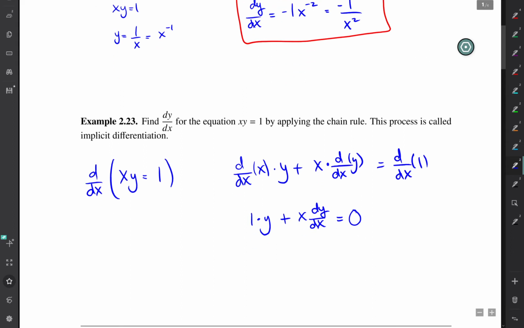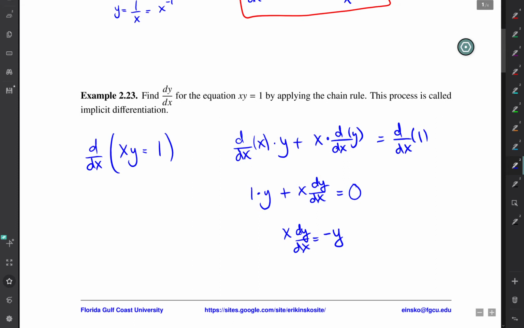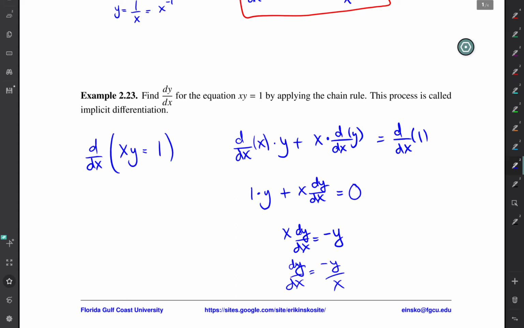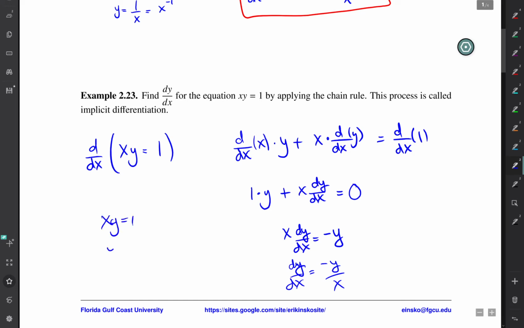And then I'll subtract y, and I get x times dy/dx equals negative y. And then I'll divide both sides by x to get dy/dx by itself. So I have negative y over x as my derivative. And now what you have to do is remember that if x times y equals 1, then y is equal to 1 over x.